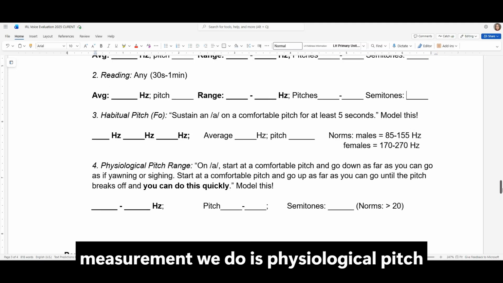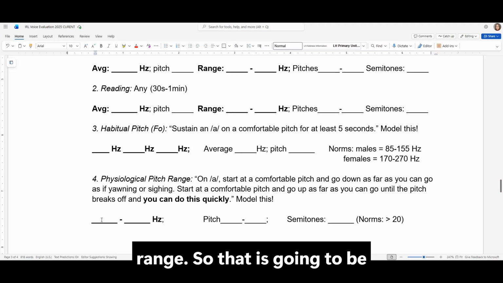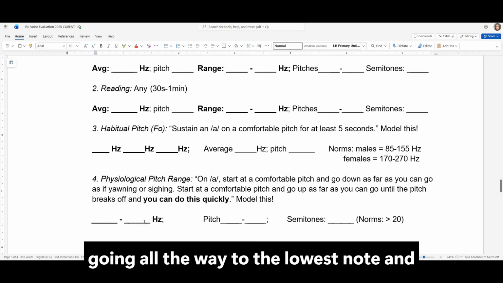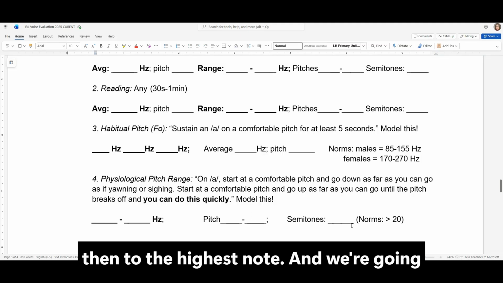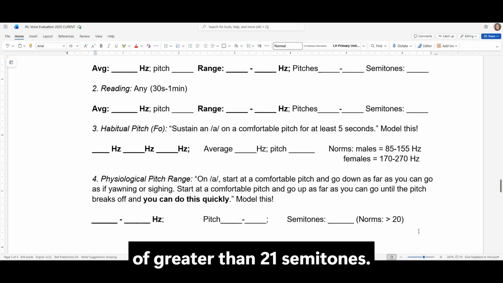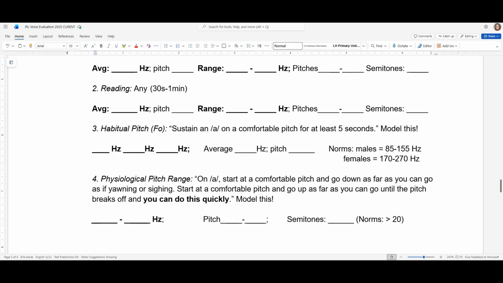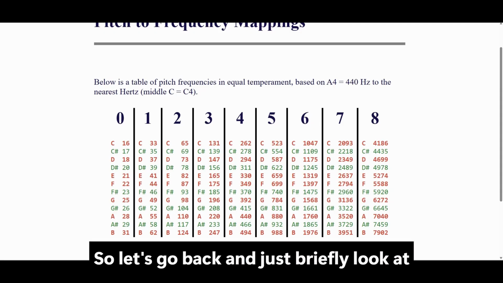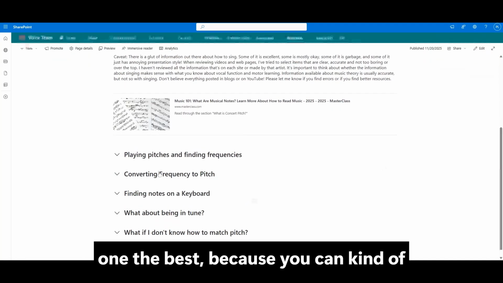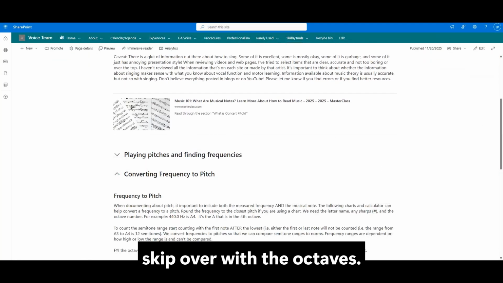The fourth measurement we do is physiological pitch range. So that is going to be going all the way to the lowest note and then to the highest note. And we're going to have a much larger pitch range, we hope. And there we're looking for a norm of greater than 21 semitones. So let's go back and just briefly look at the two other charts, because I like that one the best, because you can kind of skip over with the octaves.